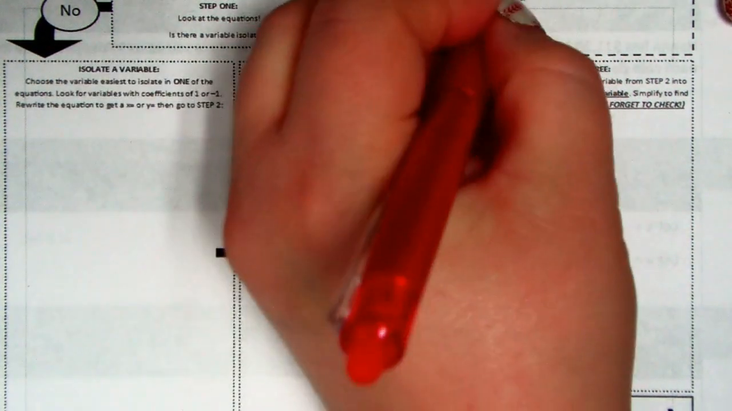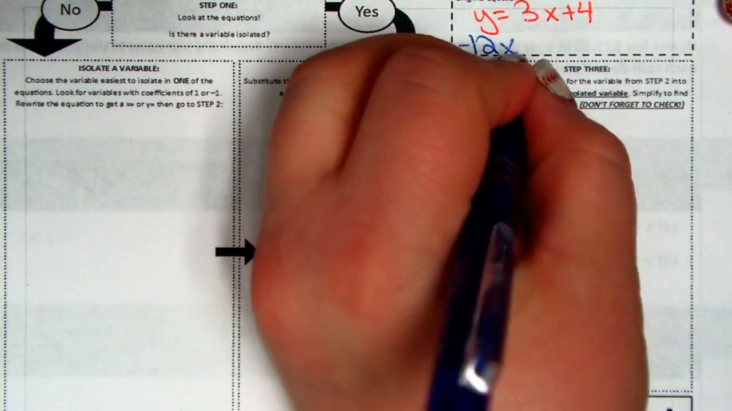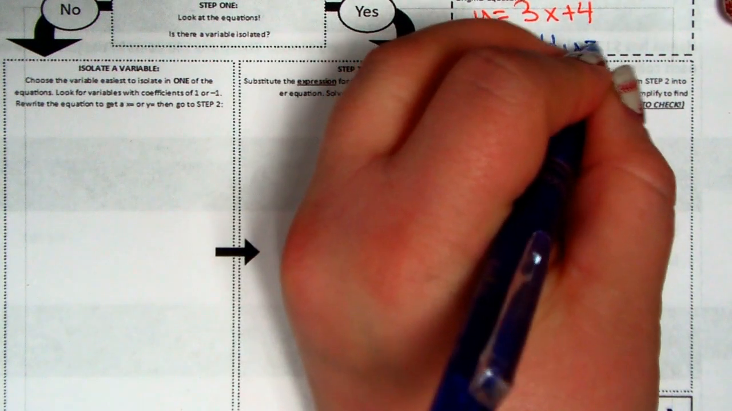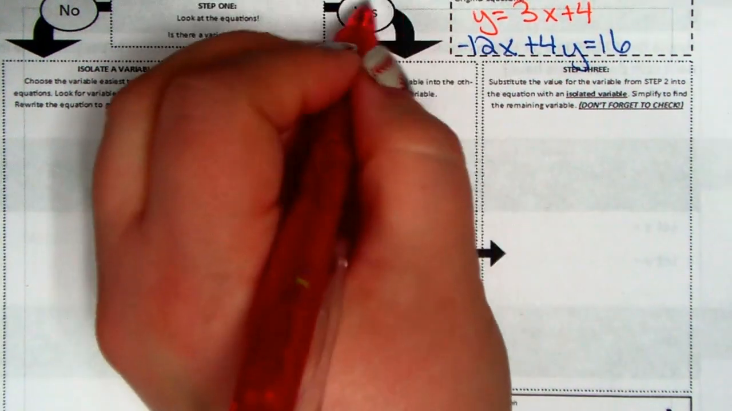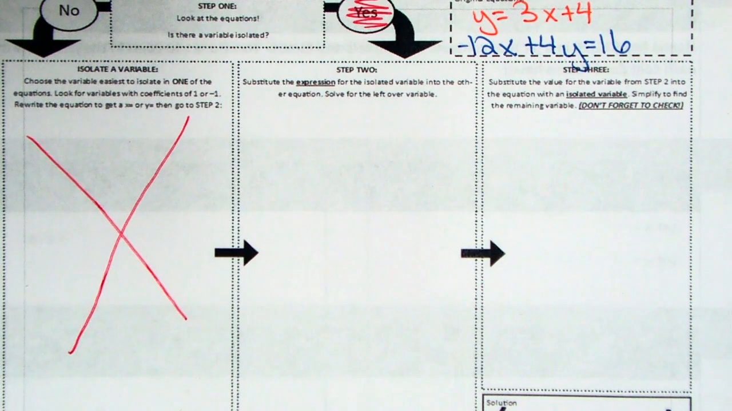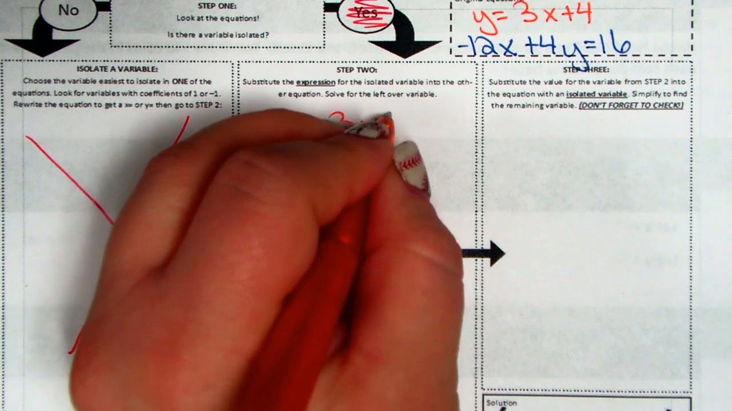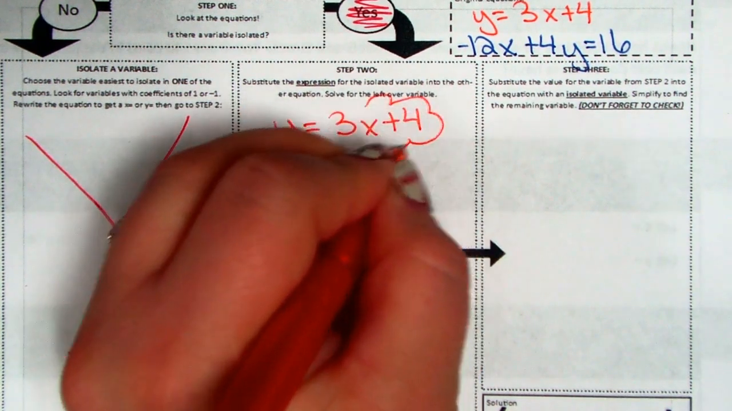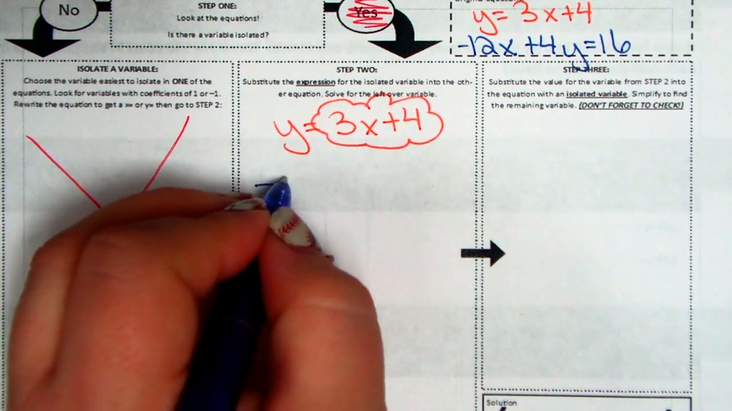So for number 4, I have y equals 3x plus 4, and then negative 12x plus 4y equals 16. Now this time I do actually already have a variable isolated, so I get to kind of skip that whole first box here. And we are going to take the expression for y and plug it in for y into our blue equation.